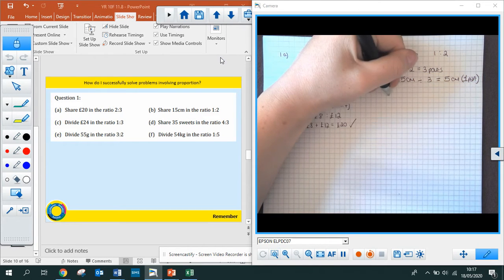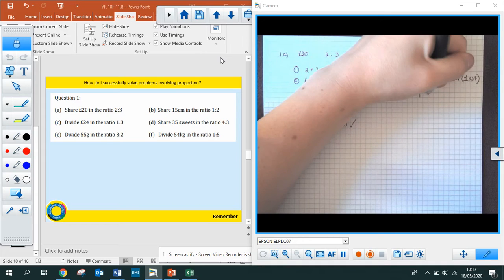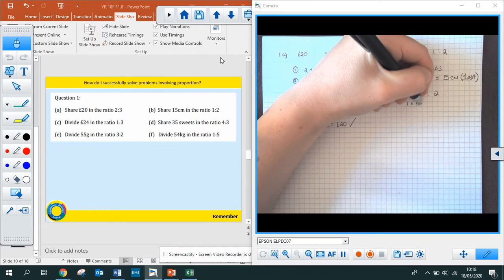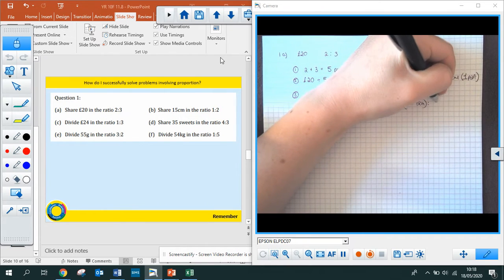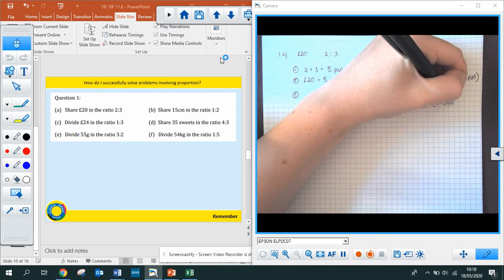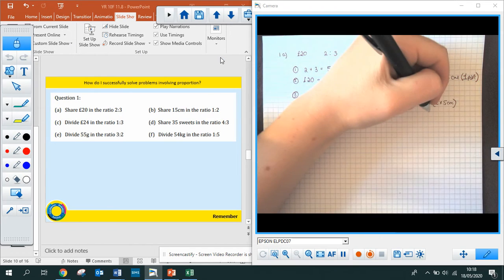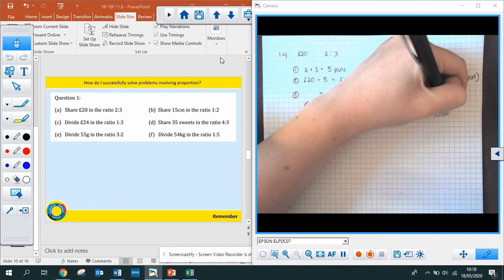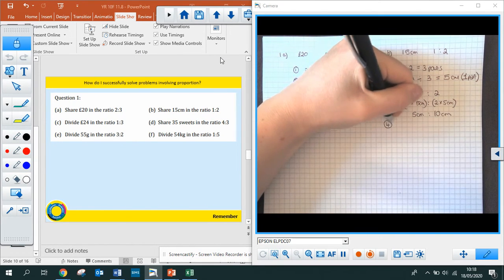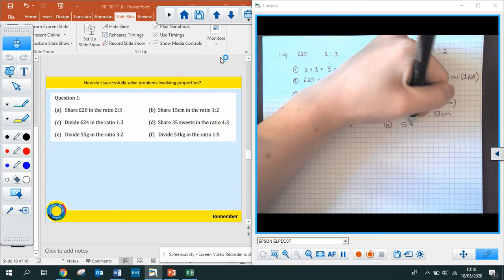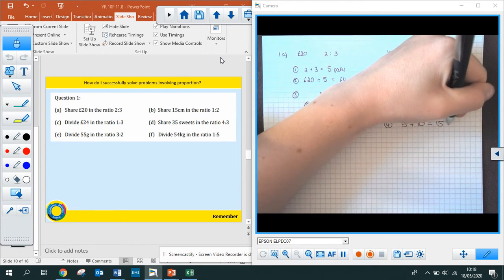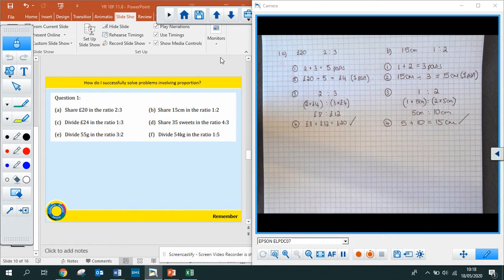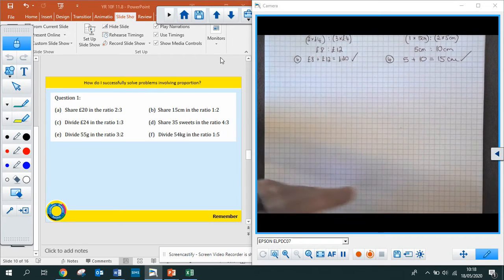Step 3, you're going to share it in your given ratio. My ratio was 1 to 2. So I need one lot of 5 centimetres to 2 lots of 5 centimetres. Okay, and that gives me 5 centimetres to 10 centimetres. Step 4, do your check, add your parts together, so 5 plus 10, that does equal 15 centimetres, and therefore I've done it correctly. Okay, carrying on, part C.